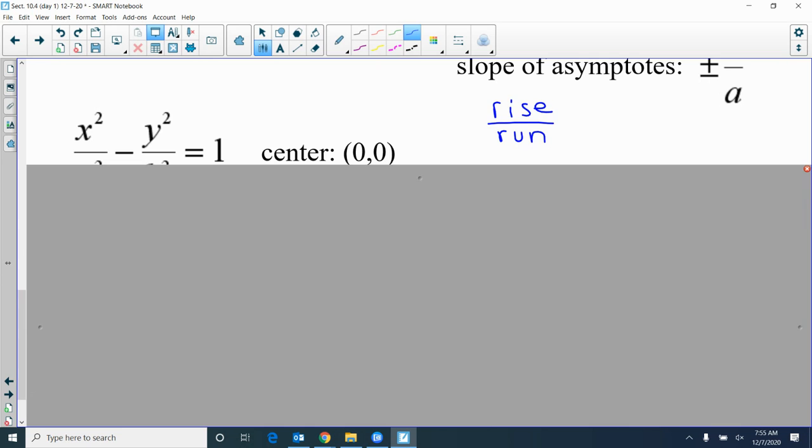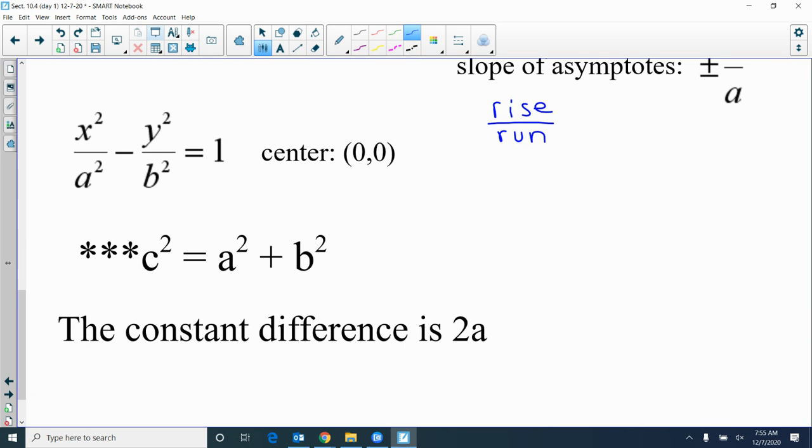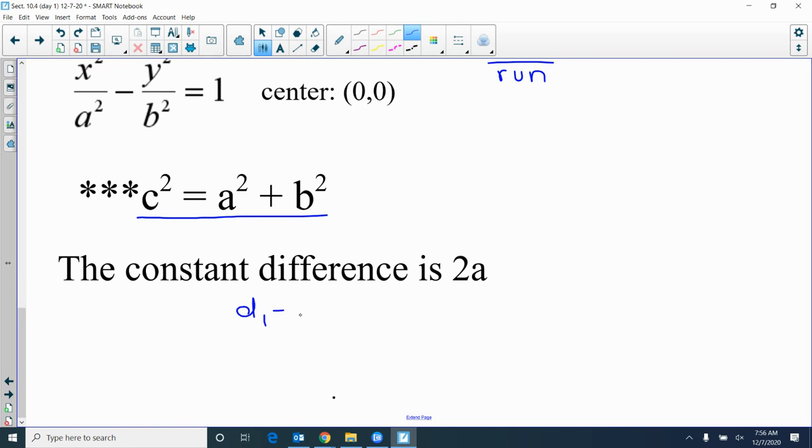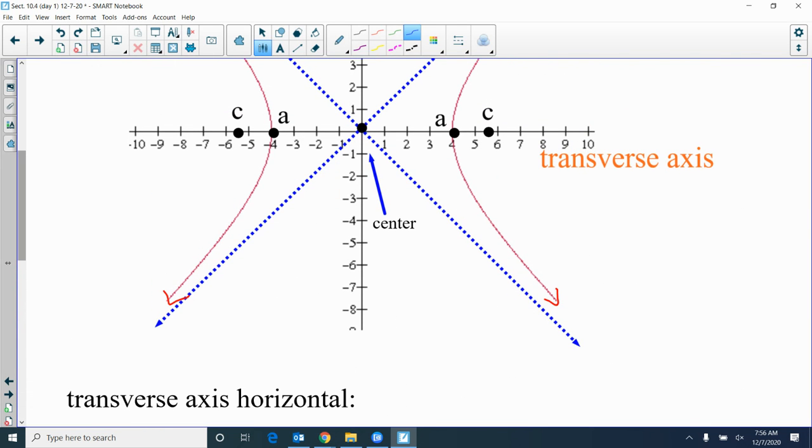If your center's at 0, 0, you just get x squared over a squared minus y squared over b squared equals 1. And now you got this fact here. For ellipses, it was a squared minus b squared. For hyperbolas, it is a squared plus b squared. All right, so that's easy to get mixed up and confused. But for hyperbolas, it is a squared plus b squared. The constant difference, whatever your two distances are, d1 minus d2, is always equal to 2a. a is your distance from the center to the vertex. Okay, so any point on here, I'll call that d2 because it's smaller. d1 minus d2 has to equal 2a.